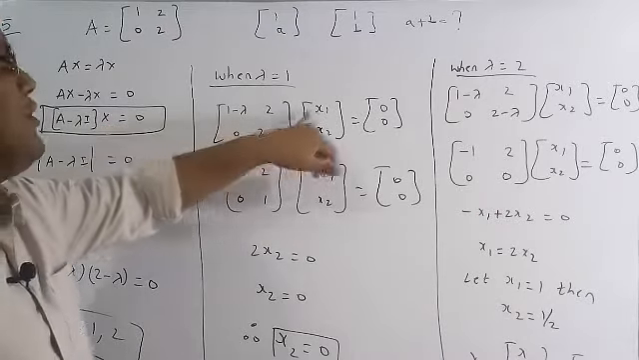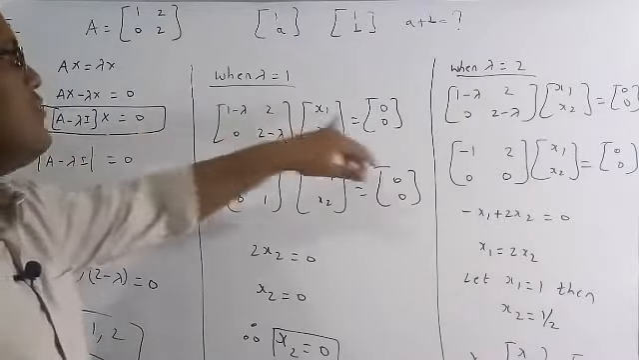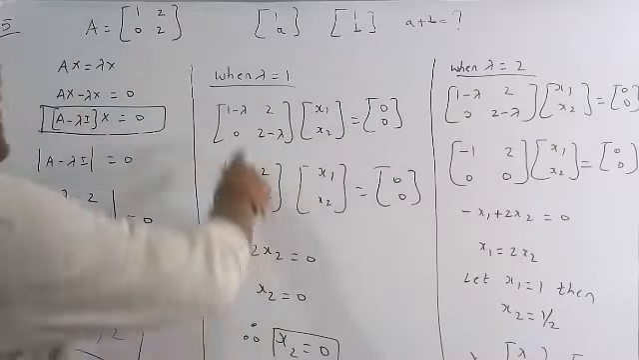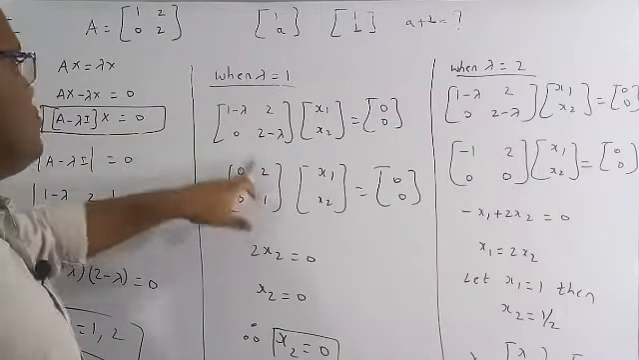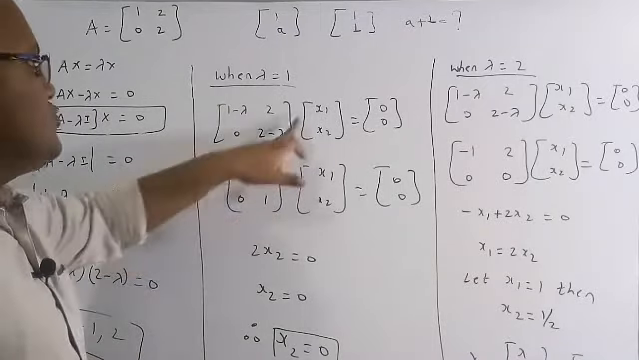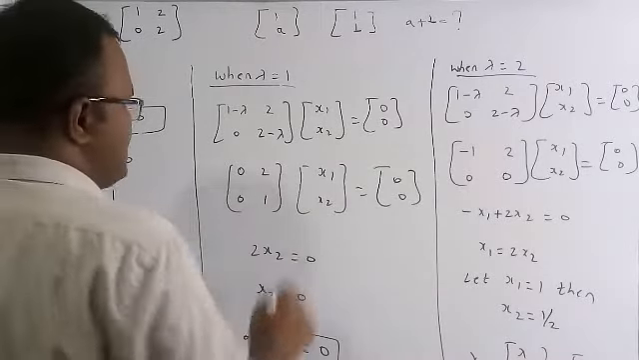So now I am going to take the column matrix x1, x2, and this 0 is also a matrix, so 0, 0. Now in place of lambda I am going to substitute 1. So 1 minus 1 is 0, the same 2, 0, and 2 minus 1 is again 1. So x1, x2 equals 0, 0. Now I am going to solve by matrix multiplication.